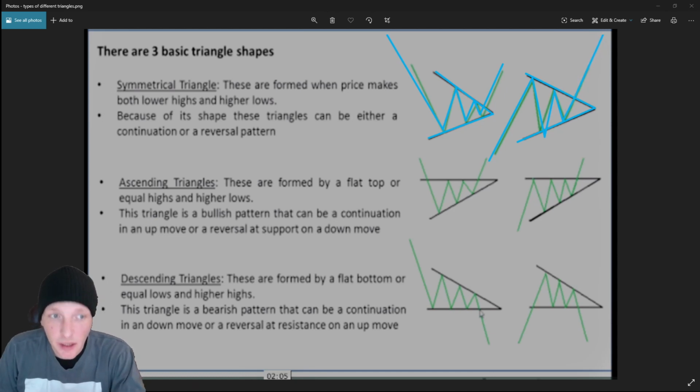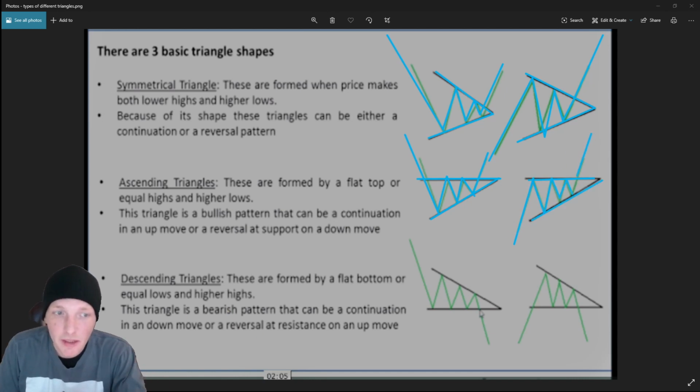Then we have ascending triangles. These are formed by a flat top or equal highs and higher lows. This triangle is a bullish pattern that can be a continuation in an up move or a reversal at support on a down move. So the stock was in a downtrend and it formed this ascending triangle, moving up and down in it, and it reversed and continued higher. This one was in an uptrend, consolidating, and then moves higher.